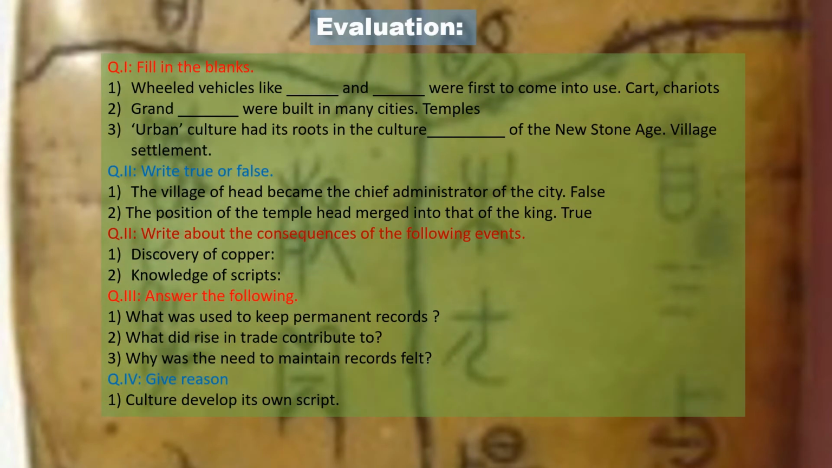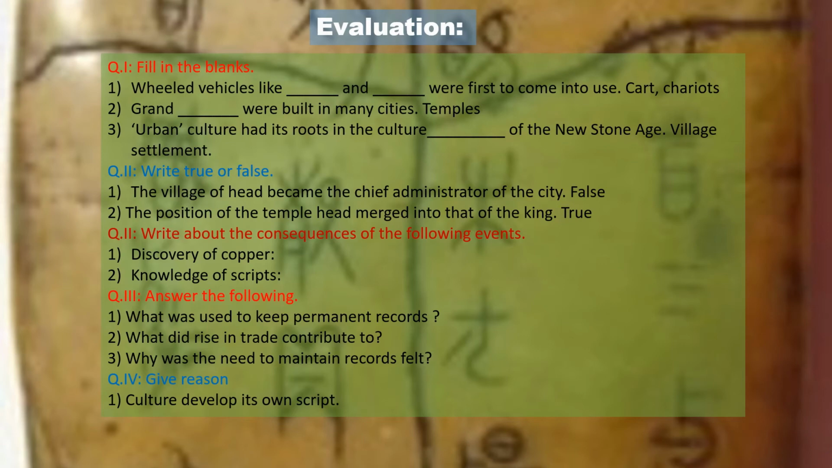So all this we learned in our module 2. Evaluation of module 2. Question number 1. Fill in the blanks. Wheeled vehicles like dash and dash first came into use. Answer: carts, chariots. Second, grand dash were built in many cities. Answer: temples. Urban culture had its roots in the culture of dash of the New Stone Age. Answer: village settlements.